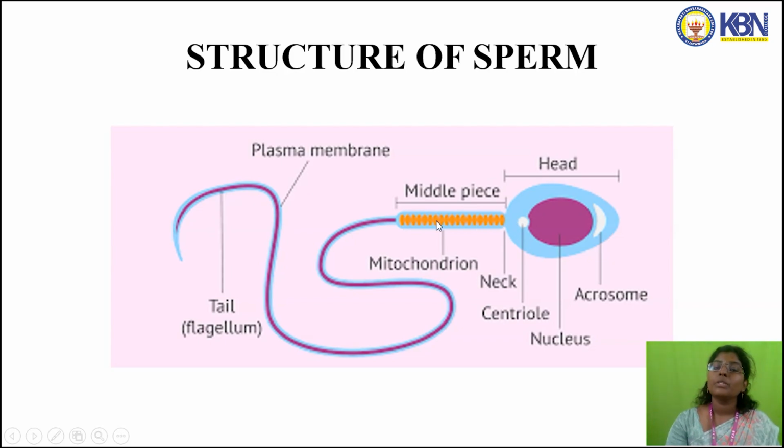In the middle piece, we can observe the mitochondria, which is the energy source for the sperm. This is the tail region, also called the flagellum, and this is the plasma membrane. This is the structure of the sperm.